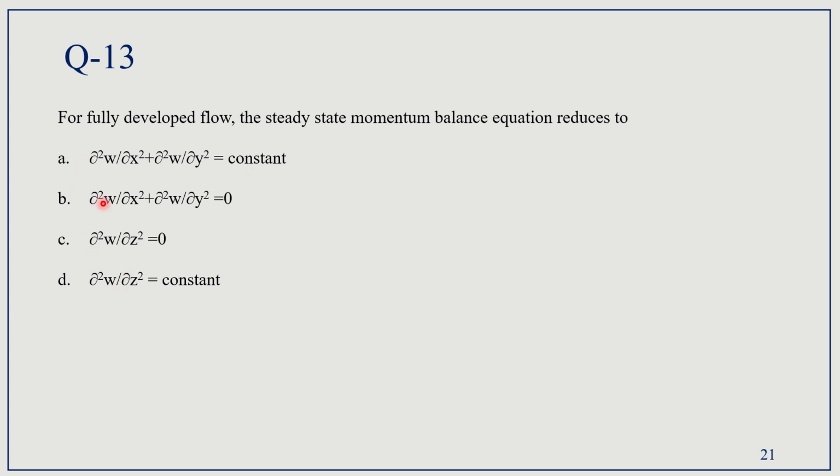So option B we have seen in the last slide itself how it is wrong, because it is equated to 0, but in reality it would not be 0, it would be equal to a constant value. So option A is the right answer. ∂²w/∂x² plus ∂²w/∂y² is equal to some constant. So the answer is option A.